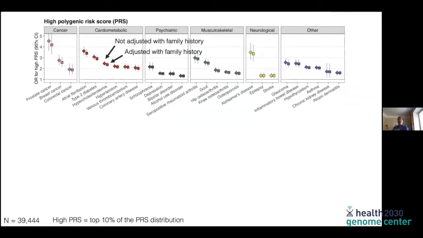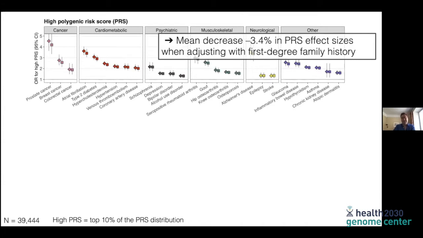So then the question is what happens if we adjust. Here is plotted the same risks for the same diseases for being in the top 10% of the polygenic risk score, and you can see prostate cancer leading the way. If you're in the top 10% of the prostate cancer polygenic risk score, the odds ratio is about 4.5. On the right for each estimate, there is the same estimate for the top 10% of PRS adjusted for family history. And what you can read from here is that there's very little change in the estimates. In other words, family history is not capturing your individual genome that much, but rather if you adjust for it, you get roughly the same estimate.